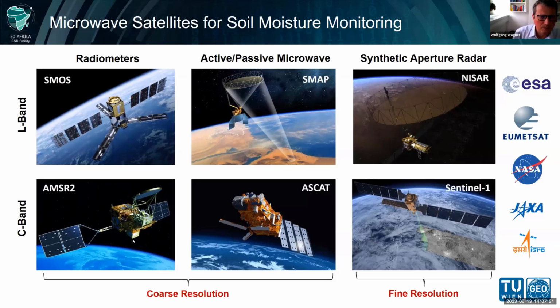Below you have C-band sensors like the Japanese passive radiometer here and the advanced scatterometer from EUMETSAT here, and then the high resolution Sentinel-1 C-band backscatter data that helps us now to get to a much finer scale in terms of soil moisture. So Sentinel-1 will be the focus of this talk.